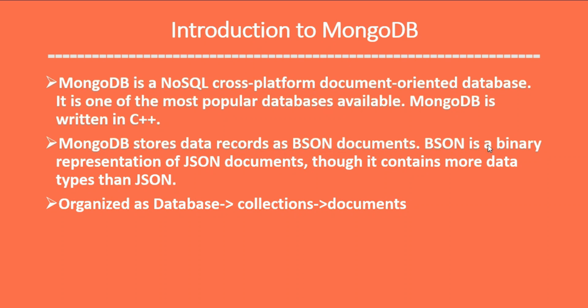Alright, BSON is a binary representation of the JSON document, and the hierarchy of documents in MongoDB is like this. So first we create a database in MongoDB, and we create collections inside a database, and collections have documents. So we create documents inside collections.